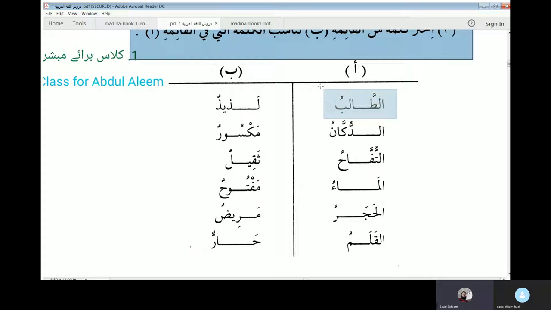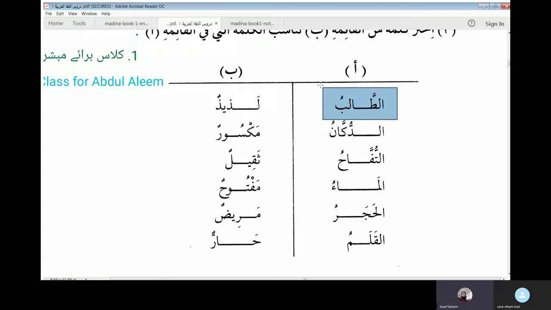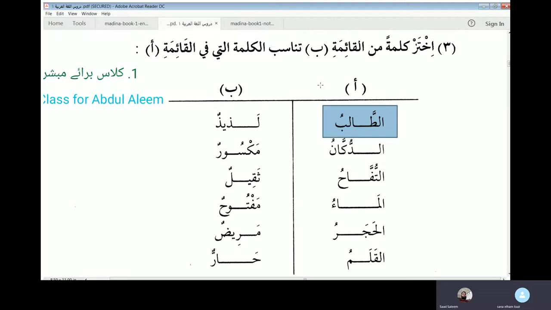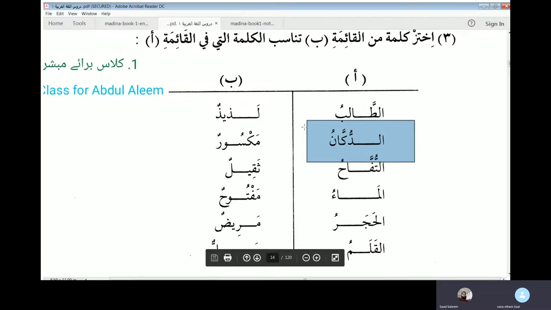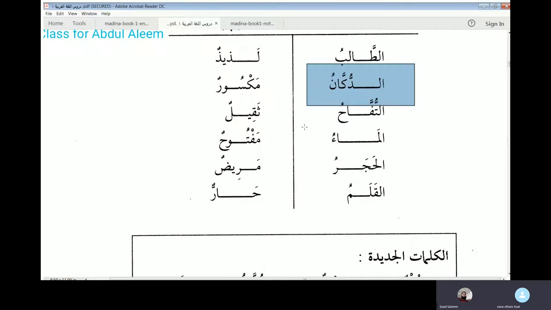So, Mr. Mujaddid. Match the first three words. So let me just get the question again. So choose the word from the column. Okay. So at-talibu, the student, let's see, okay, maksurun, thaqilun, maftuhun, maridun, is sick, the student is sick. Okay, ad-dukkanu, the store is, okay, open, so maftuhun.